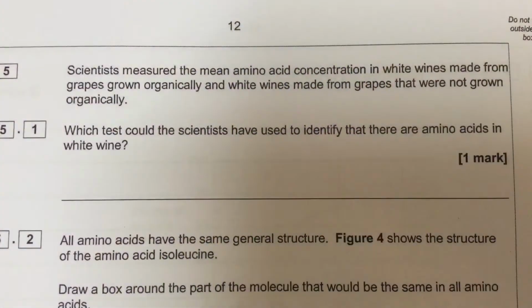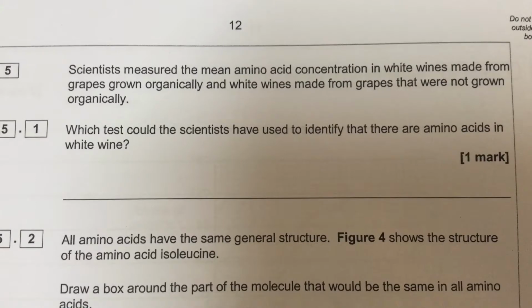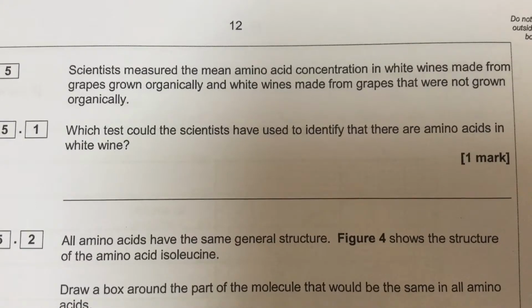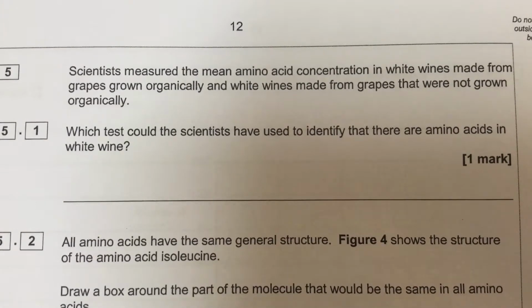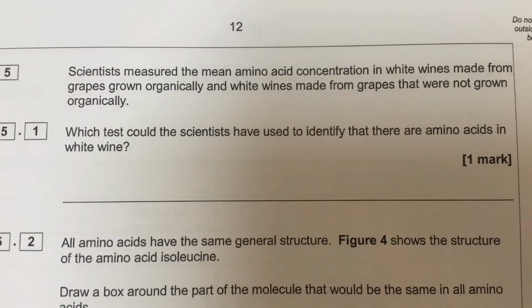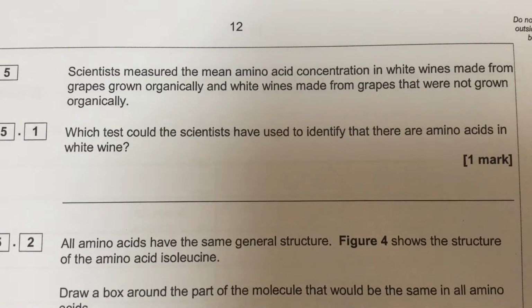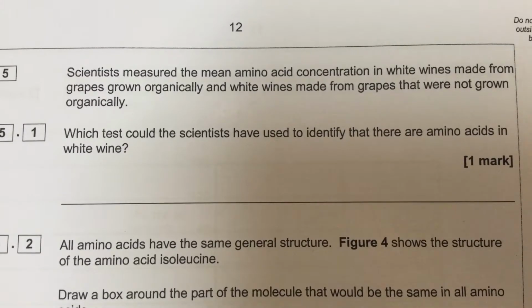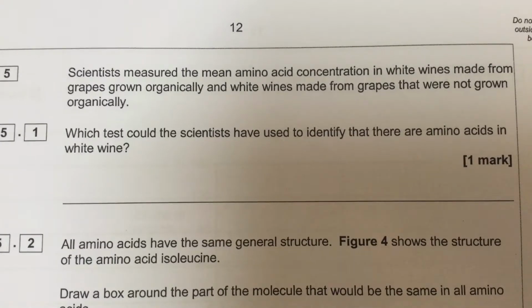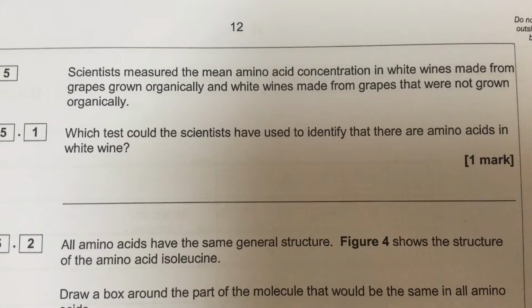This is question 5 from paper 1 of the AS 2012. Scientists measured the mean amino acid concentration in white wines made from grapes grown organically and white wines made from grapes that were not grown organically. To me, that's a bit of a clunky sentence, but what do we expect from AQA? They are a bit rubbish like that.